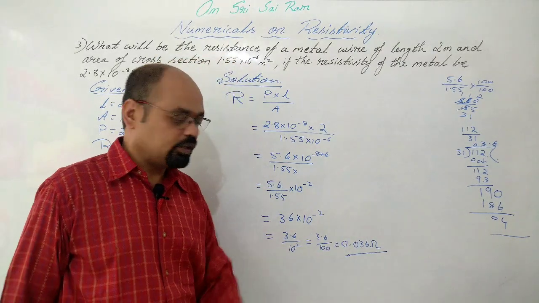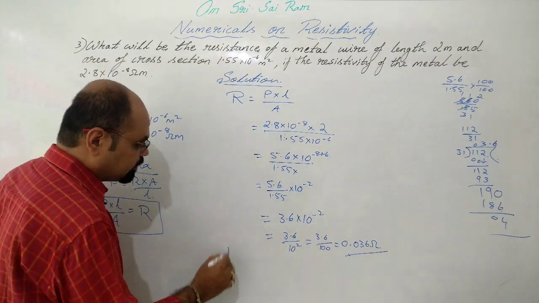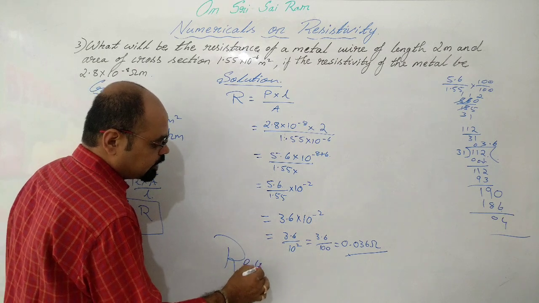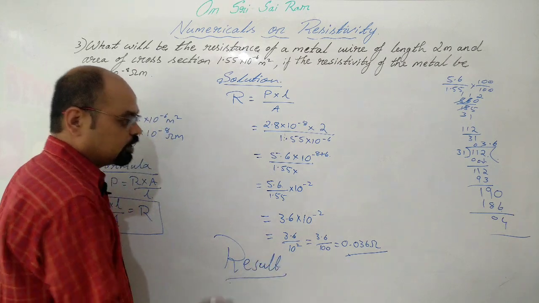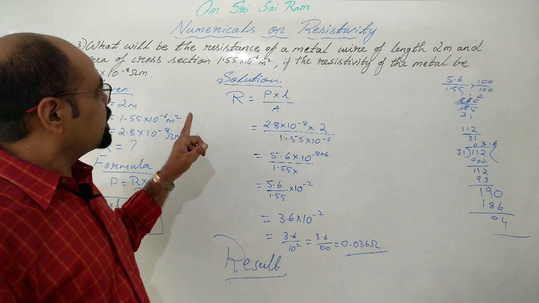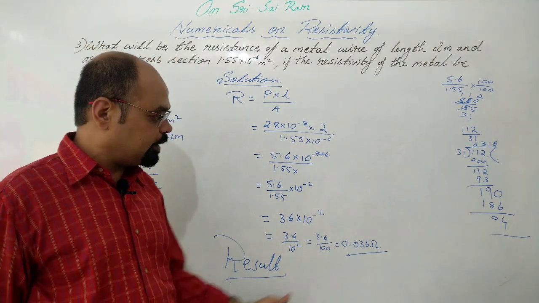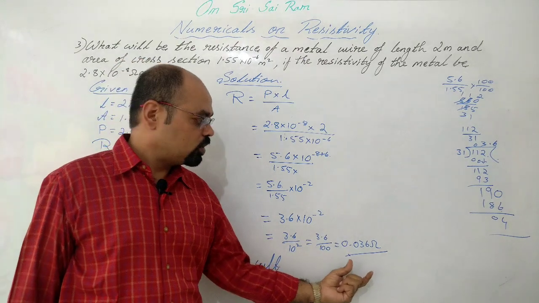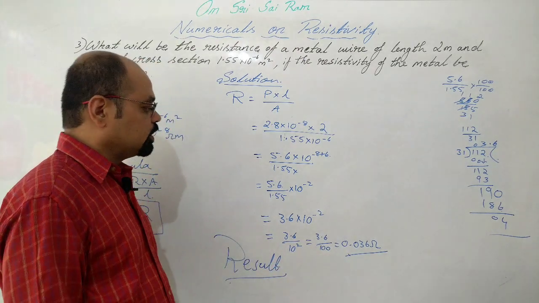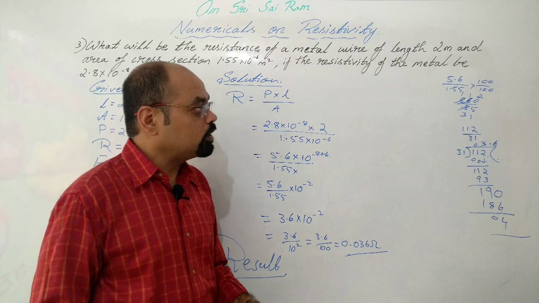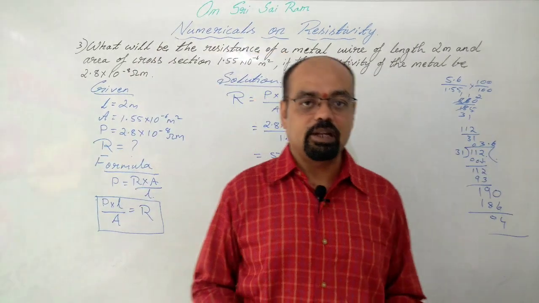The SI unit of resistance is ohm. So we will write in result here. What we are going to write in the results? In the results, we are going to write that the resistance of a metal wire will be 0.036 ohms. So this is all about the resistivity and its numericals.